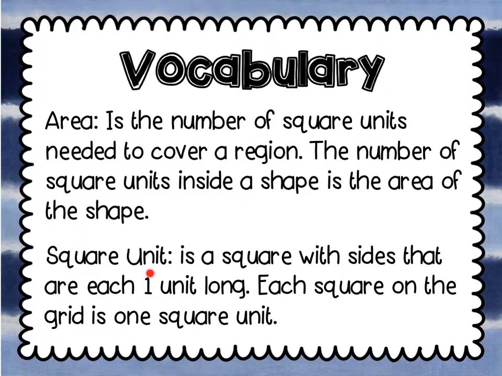Well, what is a square unit? Read it with me, please. A square unit is a square with sides that are each 1 unit long. Each square on a grid is 1 square unit. We're going to be using square units to find the area of the shapes.